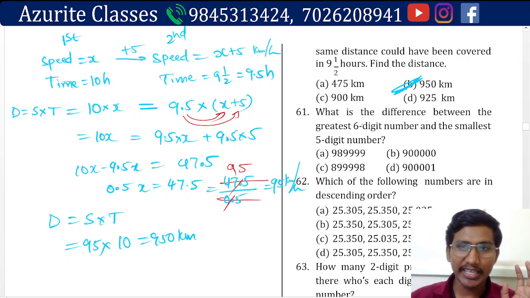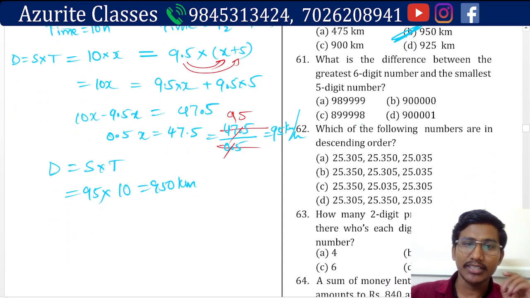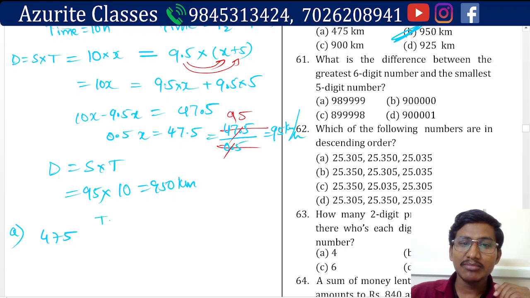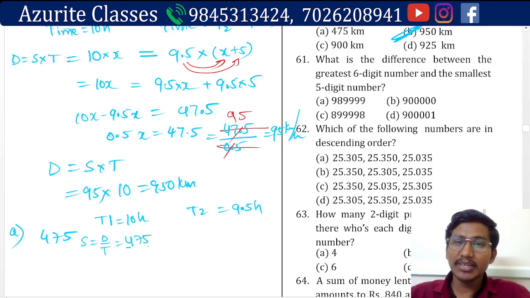If you take option A, that is 475. Let me take option A, 475. The first time, time 1 is 10 hours, and time 2 is 9.5 hours. So you'll find the speed now. Speed will be distance by time. The distance came 475 divided by the time, which is 10. So the answer will be 47.5 here, right? 47.5.